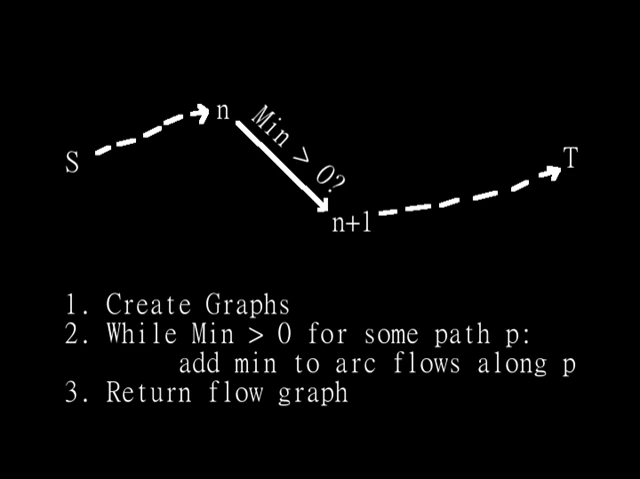Now we will look at the Ford-Fulkerson algorithm itself. Overall, the Ford-Fulkerson algorithm behaves as follows. First, create a flow graph from the input capacity graph with all the flows set to 0 and create a corresponding residual graph. Then, while there exists a non-zero path in the residual graph from the source to the destination, add the weight of the minimum weighted arc in this path to the flow graph and update the residual graph appropriately. Once there are no more non-zero paths from the source to the destination, the algorithm returns the flow graph.